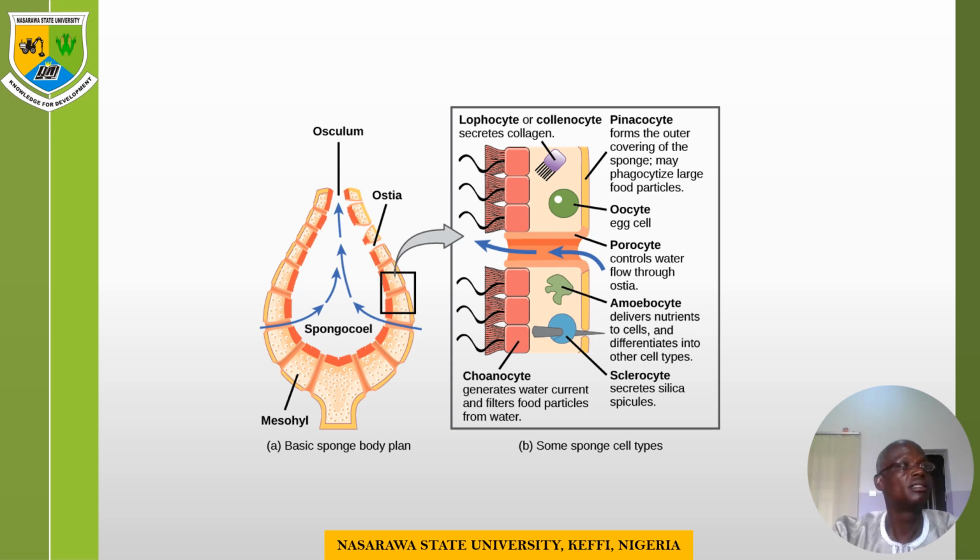This is a diagram of a sponge, and then plate B is illustrating the different cells that are present and their functions in the sponges.